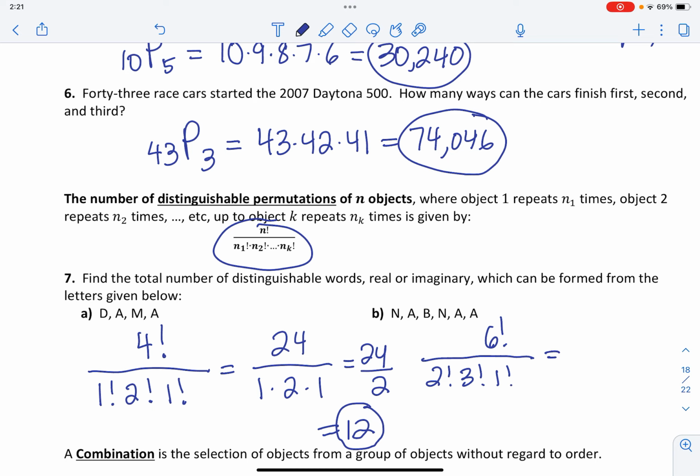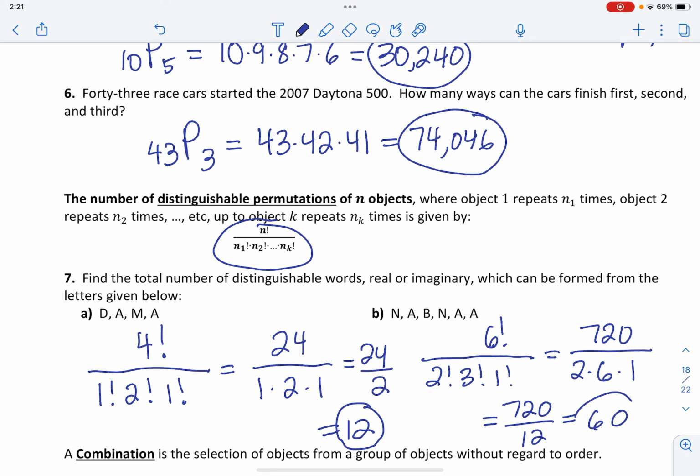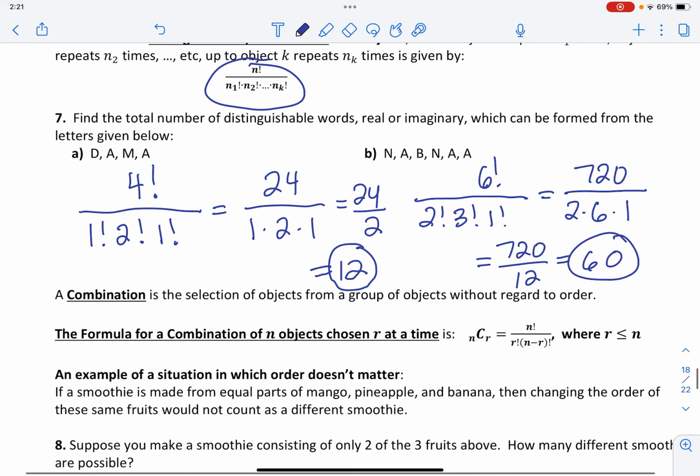Right? So for each letter, just how many times it repeats, write them all down, calculate the factorials. 6 factorial calculates out to be 720. 2 factorial is 2. 3 factorial, 3 times 2 times 1, 6. 1 factorial, 1. So this is 720 divided by 12, which is 60. And that's how distinguishable permutations work. Pretty cool. I like that formula.